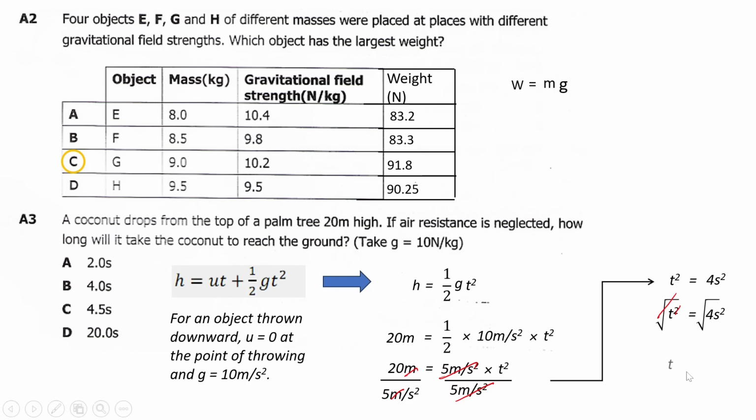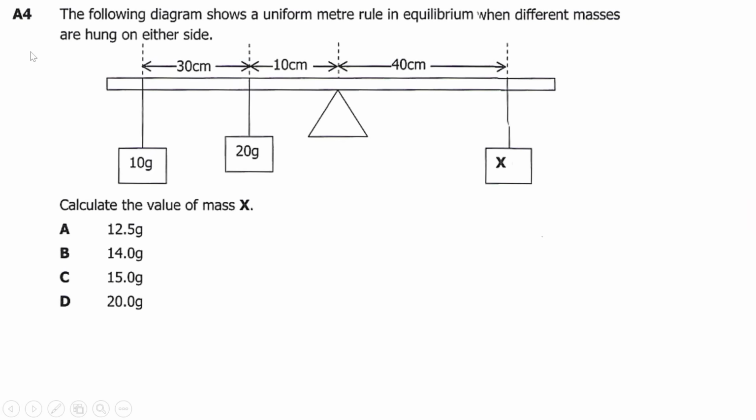So you remain with time is equal to the square root of 4, it will be 2. The square root of s squared will be s. So the answer will be 2s as time. So the answer is A. Then you go to A4.